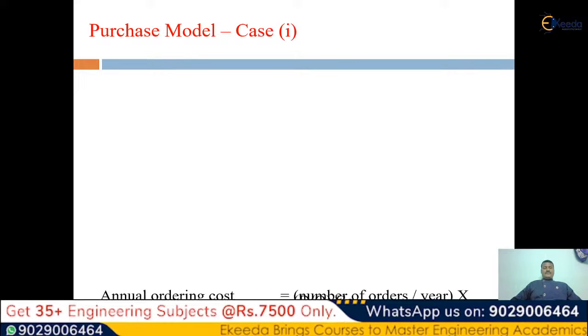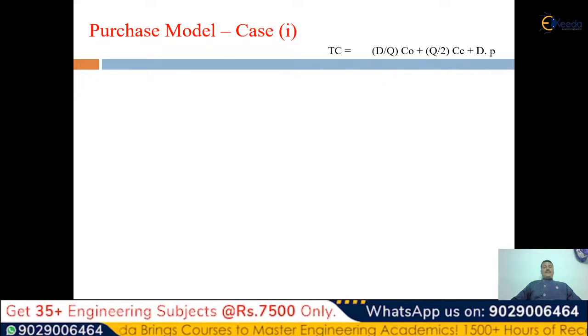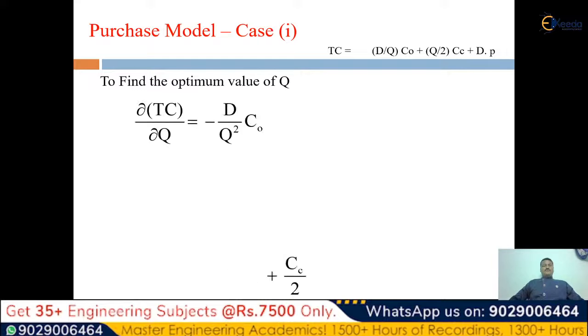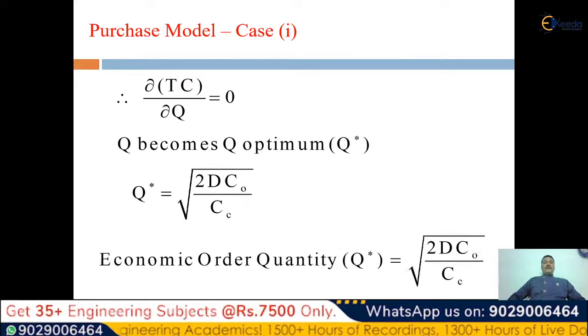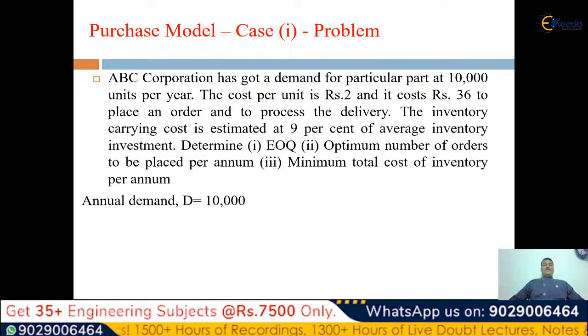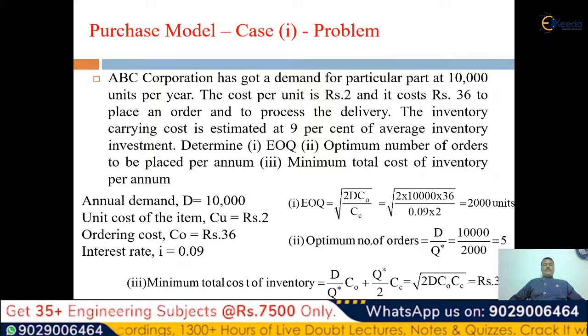That problem we'll just revise once again, just to brush up, and then we will start with our new case 2, or the purchase model case 2. In the case of this purchase model 1, we are finding out the EOQ, the optimum number of orders, and the minimum total cost of inventory.